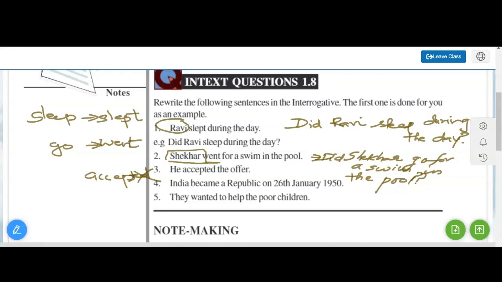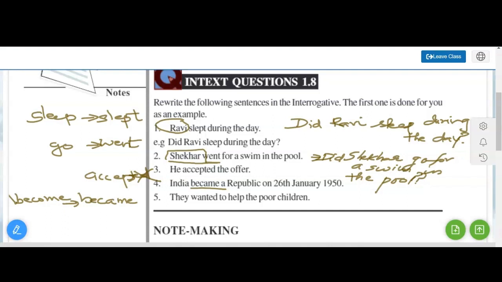Did he accept the offer? Next one is India became a republic on 26th January 1950. Here, became is the second form. The first form should be become. So, did India become a republic on 26th January? That will be the interrogative sentence.